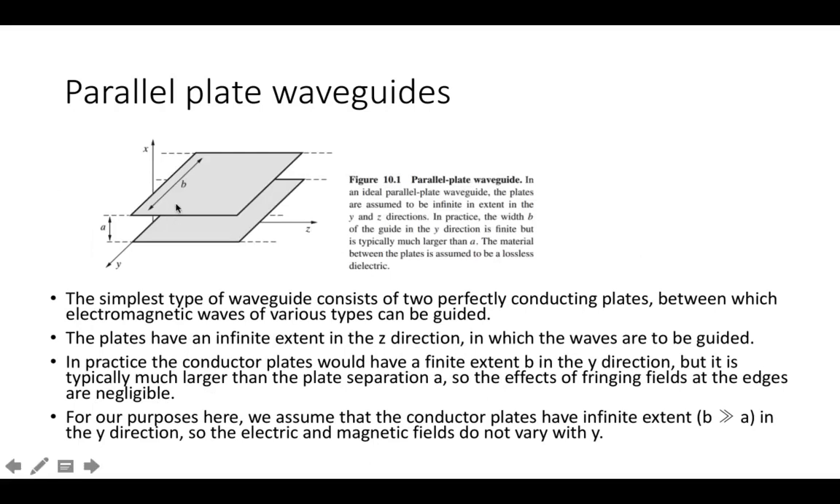Once again, here's a picture of our parallel plate waveguide. The simplest type consists of two perfectly conducting plates between which the electromagnetic waves can be guided. Once again, they have an infinite extent in the z direction. They have a finite width, but it's considered to be much greater than the plate separation a, so we minimize the effects of fringing fields. Here we only need to assume that the conductor plates have an infinite extent in the y direction so that our electric and magnetic fields will not vary with y.